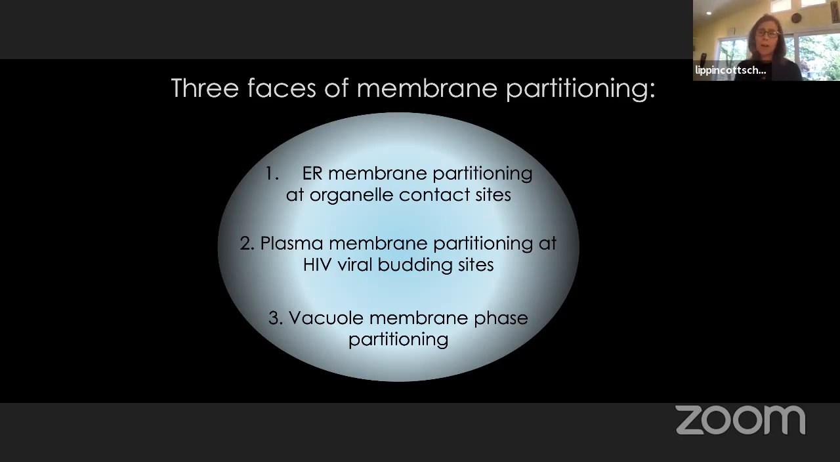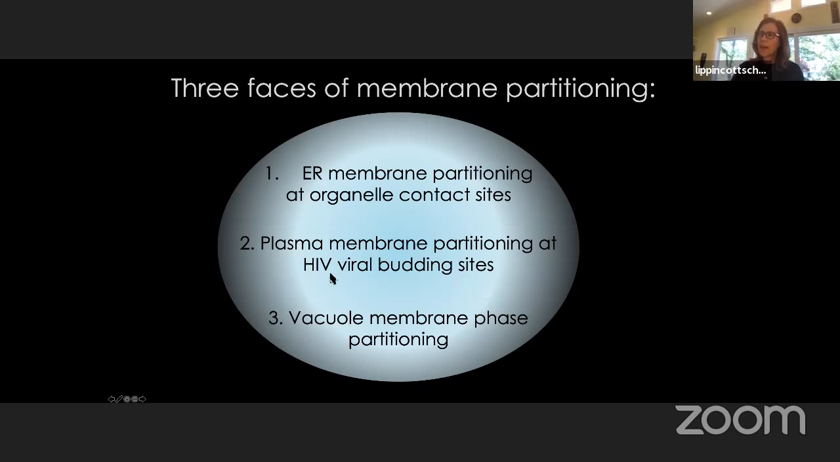That is particularly surprising because the ER has very low levels of cholesterol and virtually no sphingolipids. So the fact that you can see partitioning in that environment, I think, just underscores how fundamental the process of lipid partitioning is in all biological membranes.